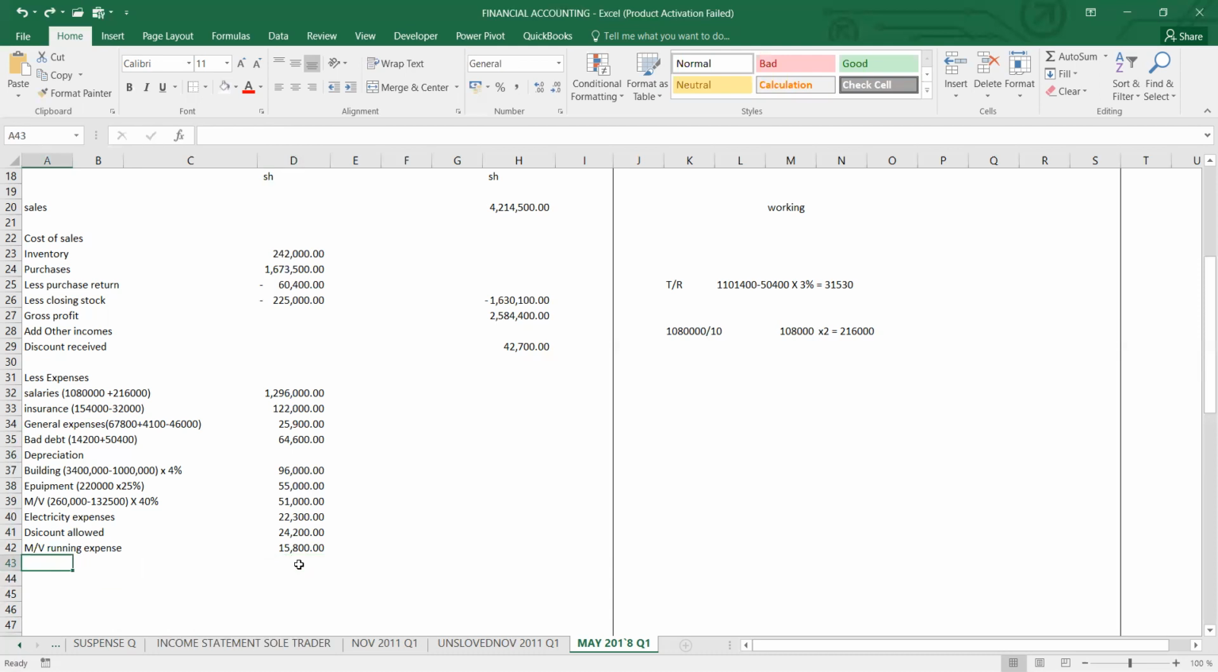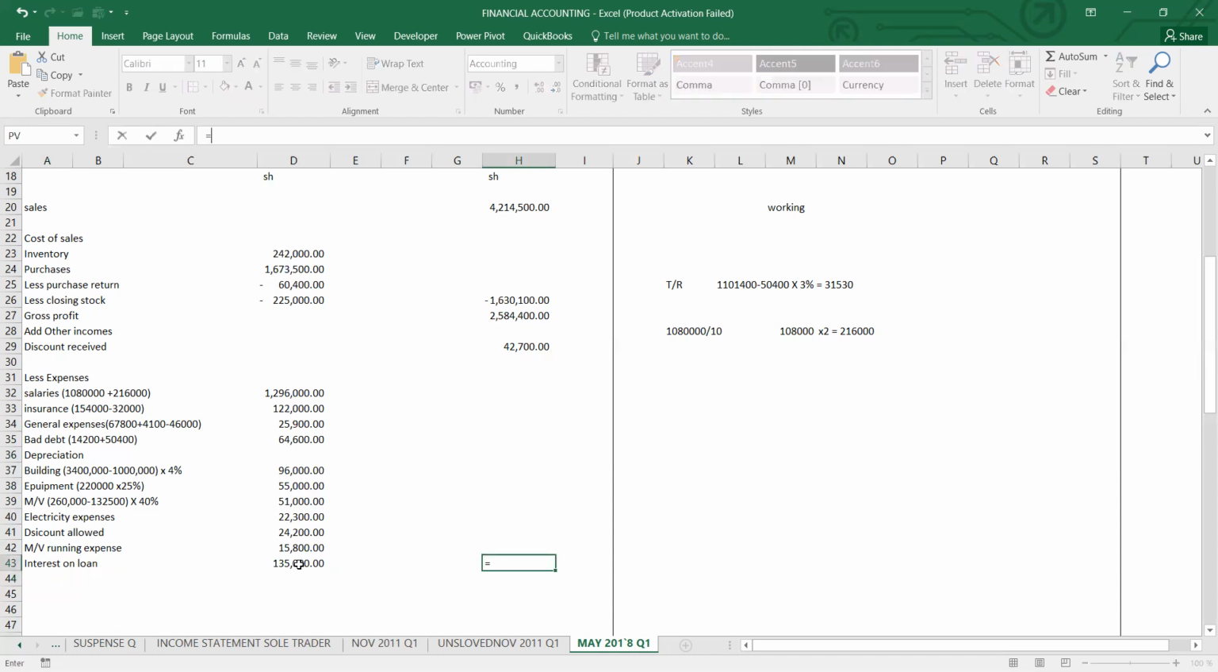Running expenses. There's something I omitted. Running expenses, so interest, 135,000, right? Then I don't think we have any other expenses. No, we don't. So now we can get the total value of expenses here. So I use this one, sum.